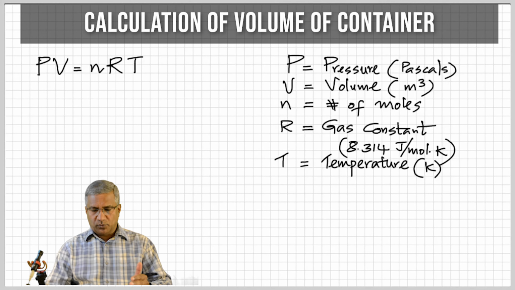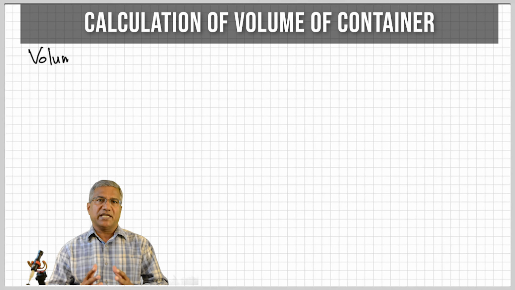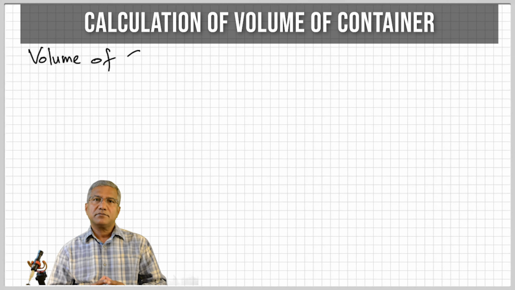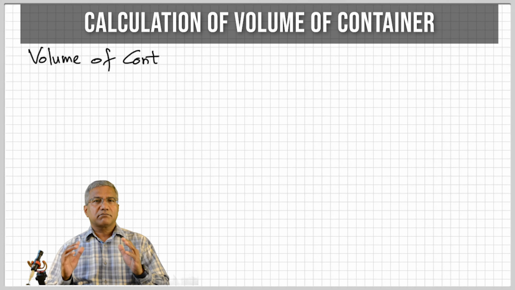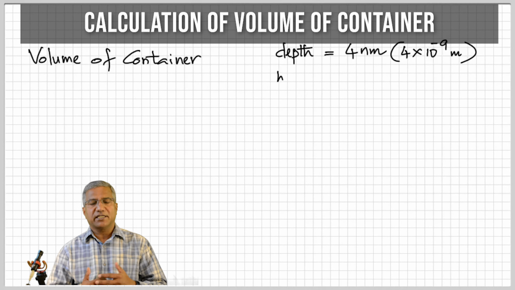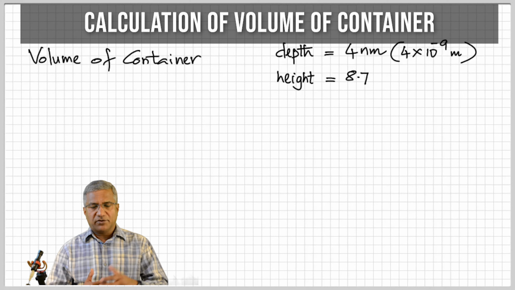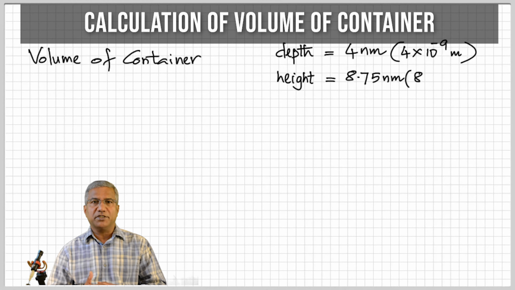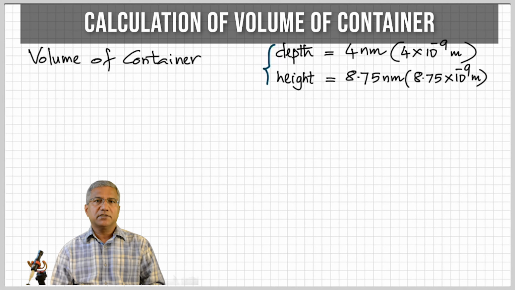Next, we look at the volume of this container used in the simulation. Now it's a container that has a length, a width, and a depth. So it's not exactly a cube. The depth is 4 nanometer, and you know a nanometer is 10 to the negative 9 meters, so it's 4 times 10 to the negative 9 meter. The height is 8.75 nanometer, which is 8.75 times 10 to the negative 9 meter.